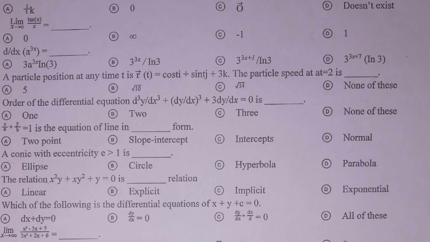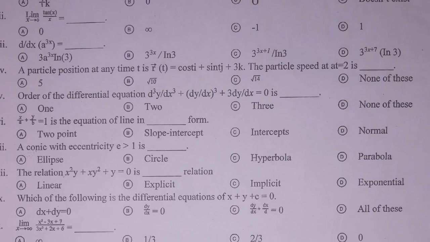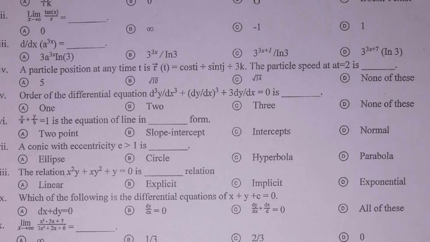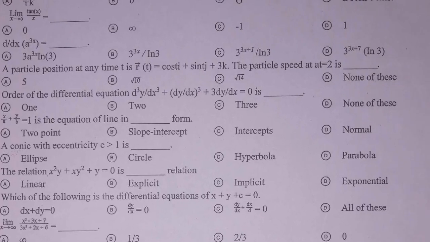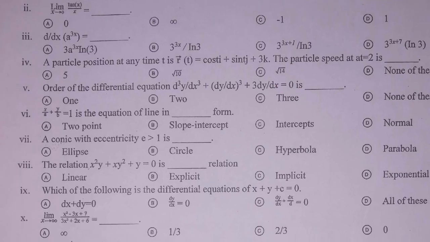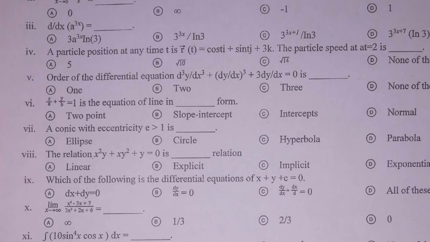Order of the differential equation is what? Order is the highest order derivative contained in the differential equation. So here the order of the highest derivative is 3. So the option C is correct. x by a plus y by b is equal to 1 is the equation in dash form. This is the intercept form.